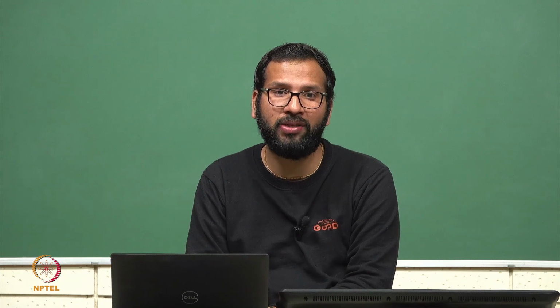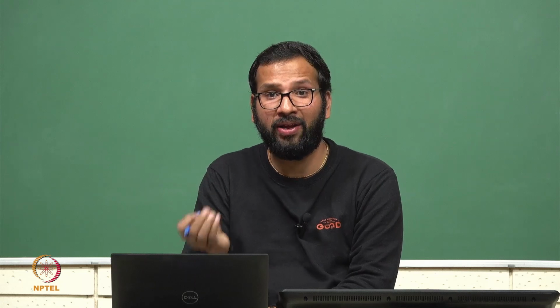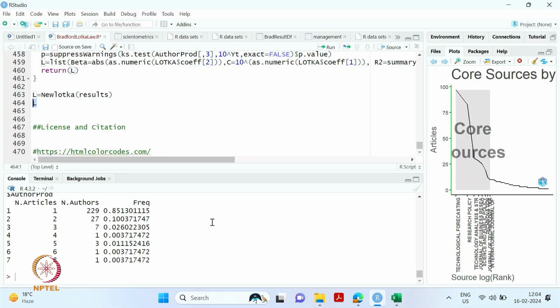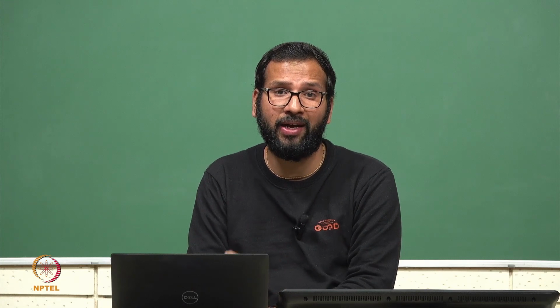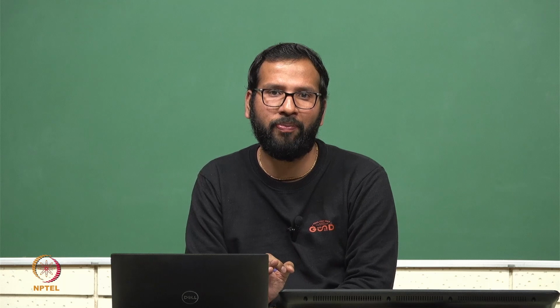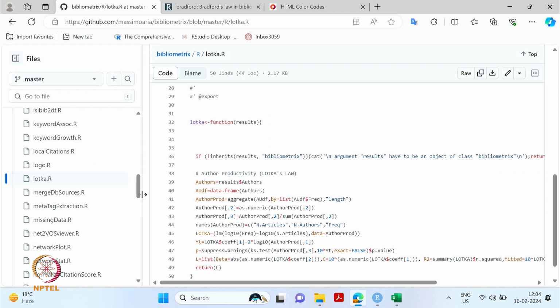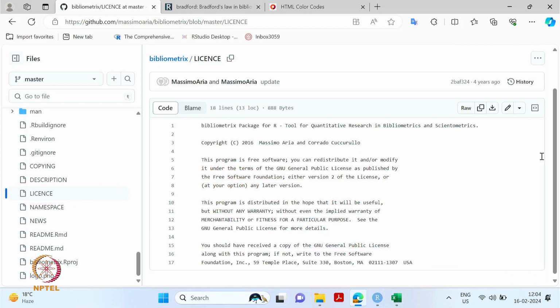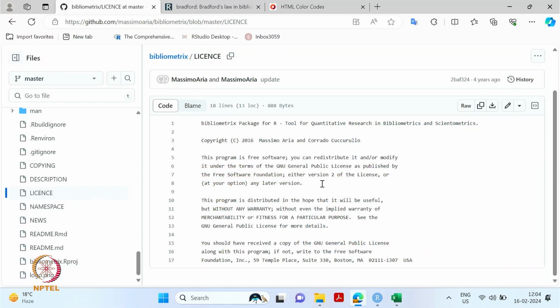So this is how you can use the code of the package, whatever functions they have created, and you can copy it and edit it according to your need. But you should remember that whenever you do this, either editing or using the package, you must give the citation to that particular package or software. If I see here on this page, the license and details are given. This particular program is free software, you can redistribute it or modify it under the terms of the GNU General Public License as published by the Free Software Foundation.